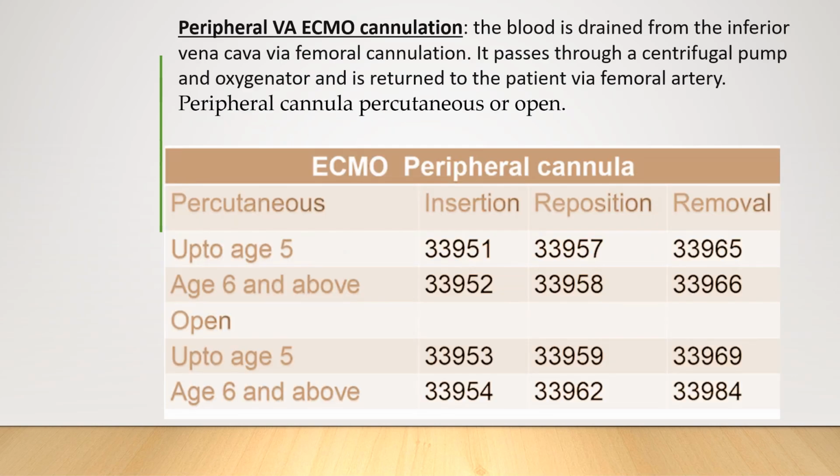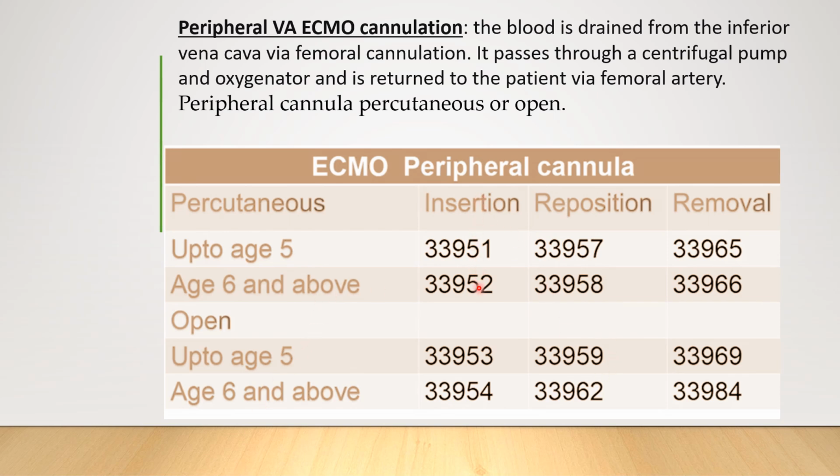So there are two different kinds of cannulation. One is peripheral and then the central. In the peripheral ECMO cannulation, the blood is drained from the inferior vena cava via femoral cannulation. It passes through the centrifugal pump and oxygenator and is returned to the patient via the femoral artery. So the peripheral cannula can be done percutaneous and open.